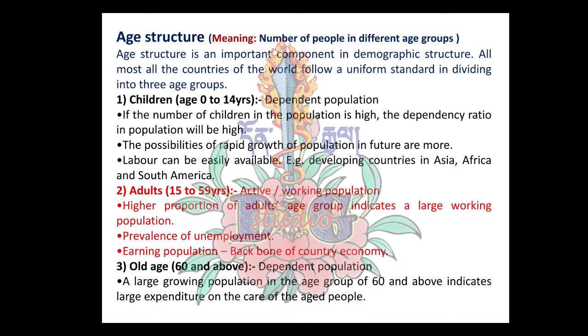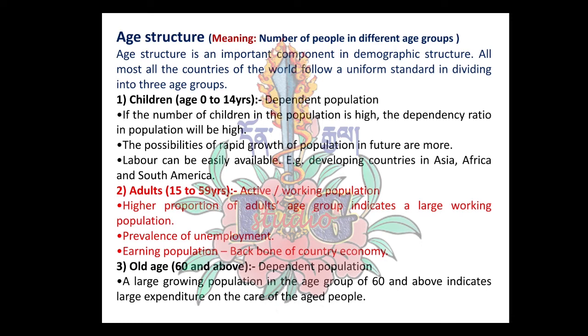They are dependent on someone else, maybe their relatives or their parents. The possibility of rapid growth of population in future will be high. Automatically that leads to future growth of population being high, and labor can be easily available. For example, developing countries in Asia, Africa, and South America have a larger children age group than adult and old age group.